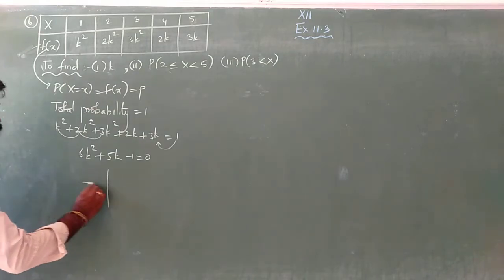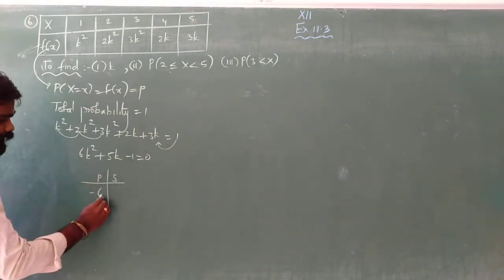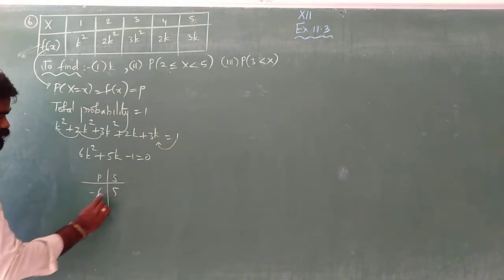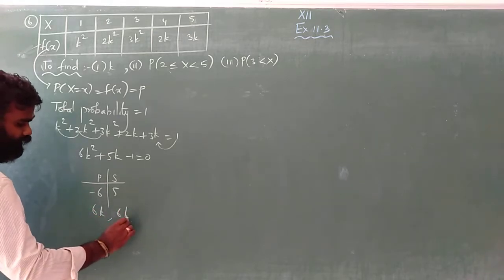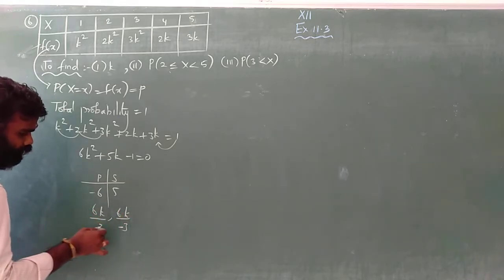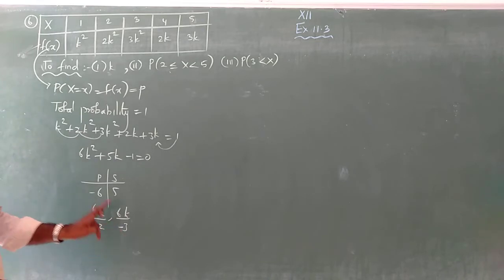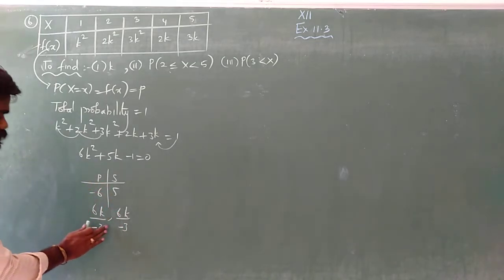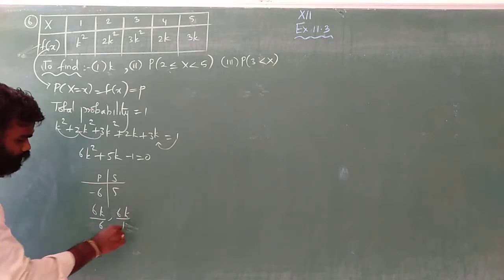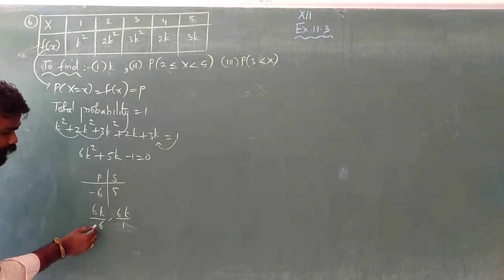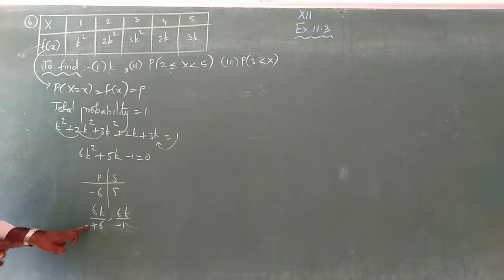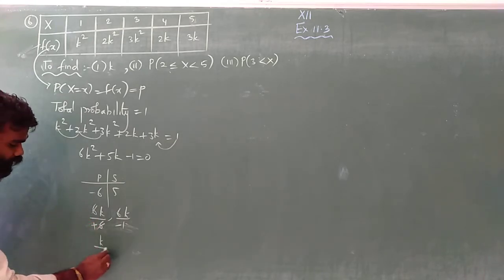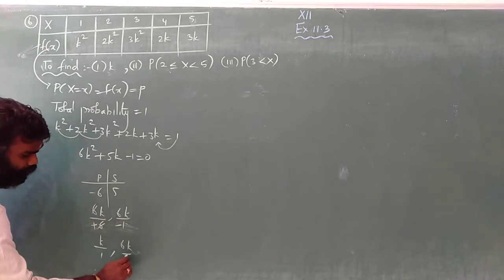So we have to factorize: 6k square plus 5k minus 1. What is the best value we can put? 6 into 1 is 6, put plus here and minus here, plus into minus gives minus, 6 into 1 is 6, plus 6 minus 1 is plus 5. So 6 and 6 cancel, k by 1, 6k by minus 1.